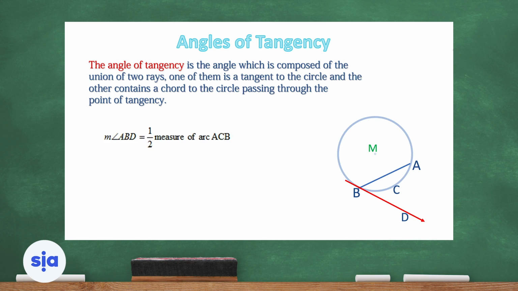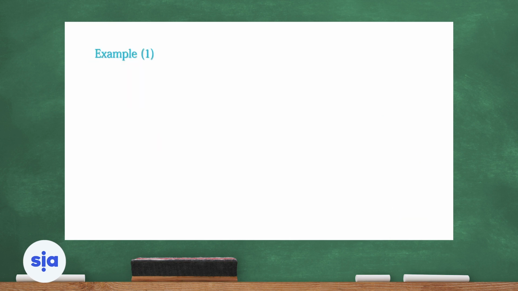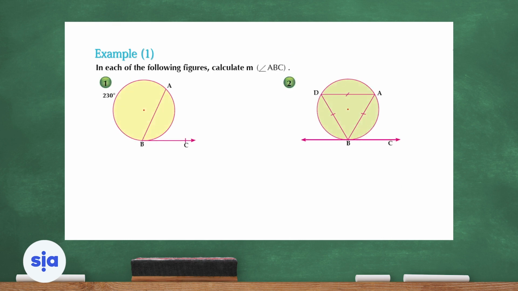So, what's the relation? The measure of angle ABD is half the measure of arc ACB. Again, the measure of angle ABD is half the measure of arc ACB. Let's go to the examples. Example 1. In each of the following figures, calculate the measure of angle ABC.